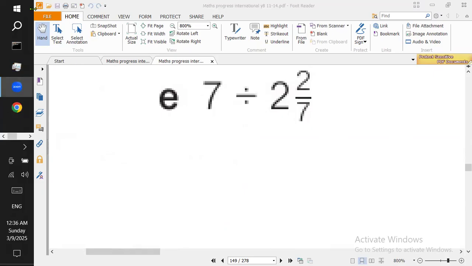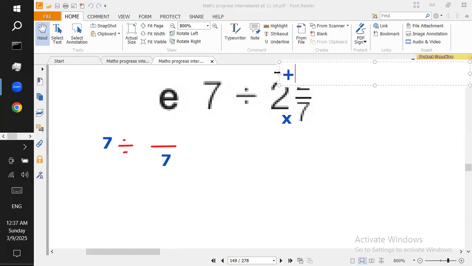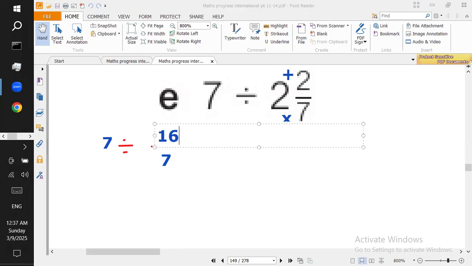So, first, if we have a mixed number, we must turn it into an improper fraction. So we write the 7 as it is, and then divide like this. And then this fraction, we're going to turn it into an improper fraction. We use the same denominator, and then we multiply and add. So multiply and add. Focus on the steps, okay? So 7 times 2 is 14. 14 plus 2 is 16. So this one is 16.